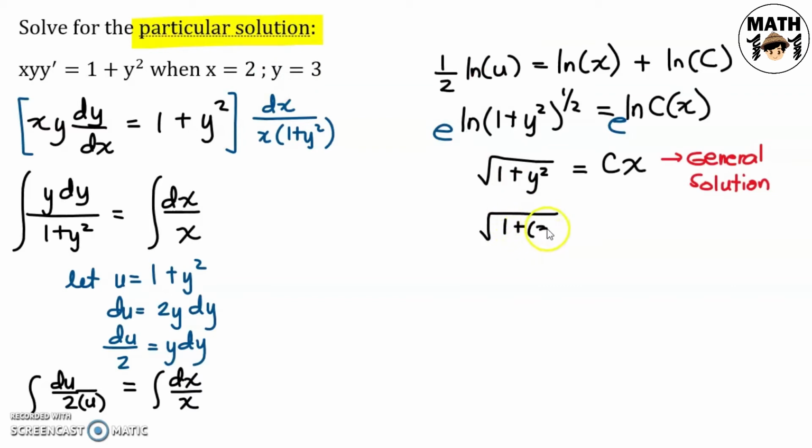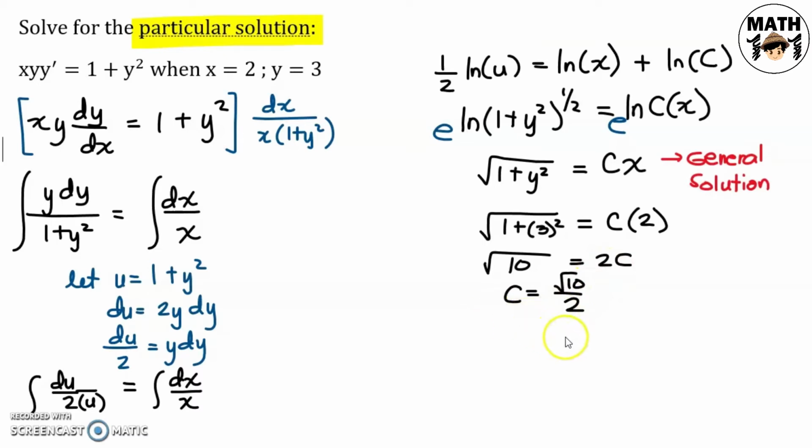Square root of 1 plus 3 squared equals c multiplied by 2. So, we'll solve for the value of c, and this is square root of 10 equals 2c. Therefore, c is equal to square root of 10 over 2. So, for the particular solution, isa-substitute lang natin yung value ng c doon sa general solution. And we'll have square root of 1 plus y squared equals square root of 10 over 2 multiplied by x.